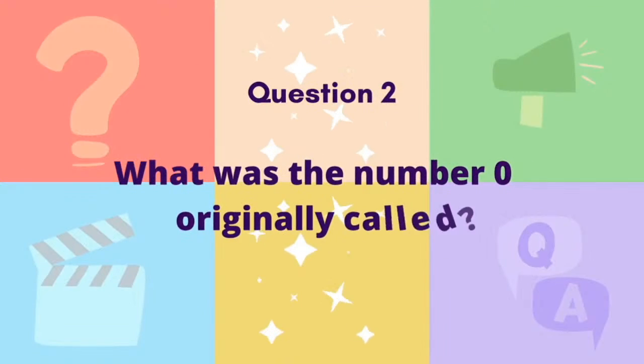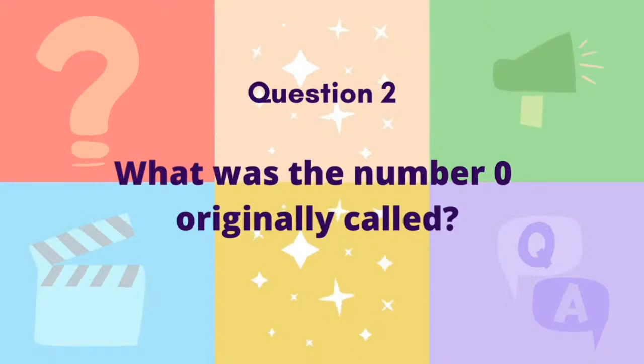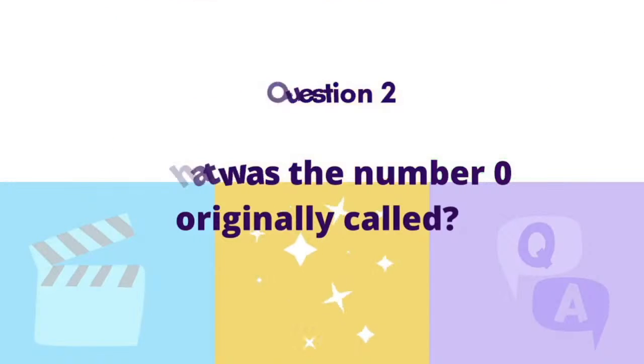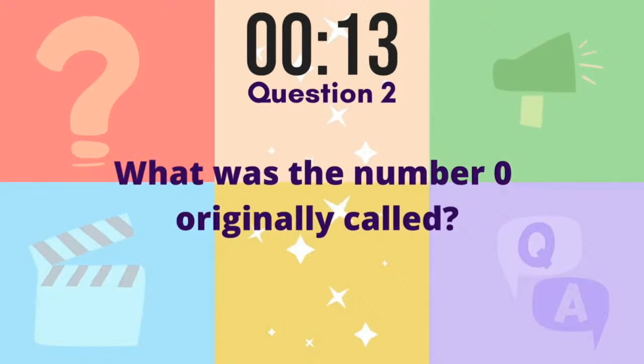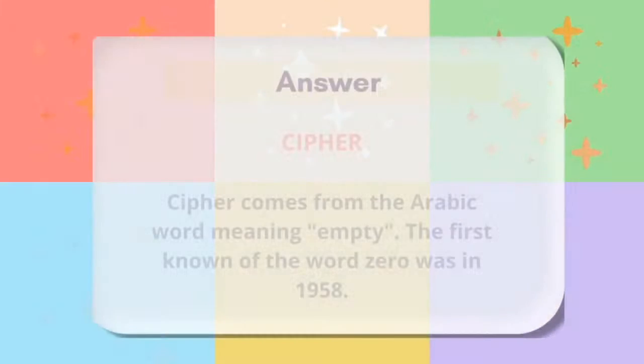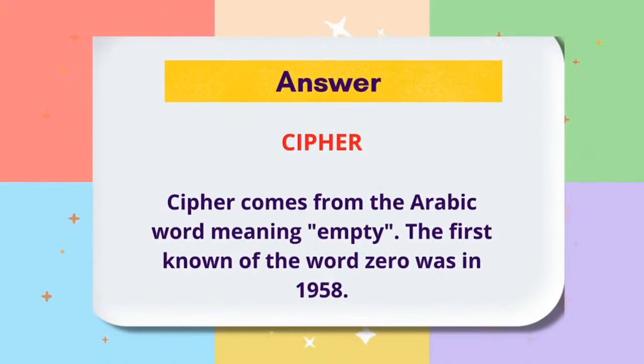Question number 2. What was the number 0 originally called? Answer, cipher. Cipher comes from the Arabic word meaning empty. The first known use of the word zero was in 1958.